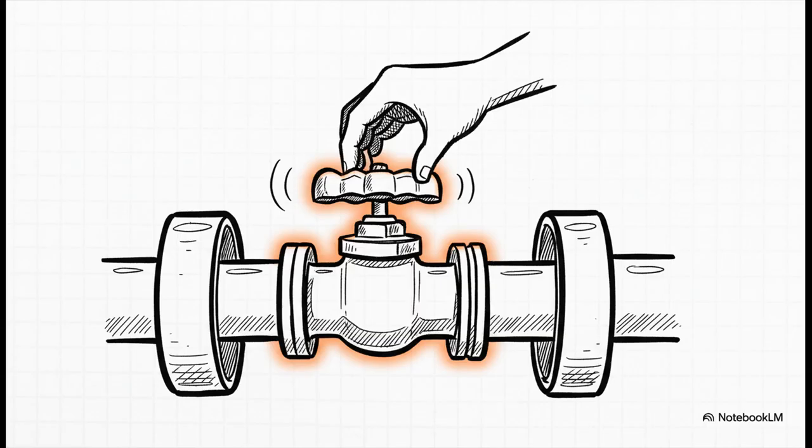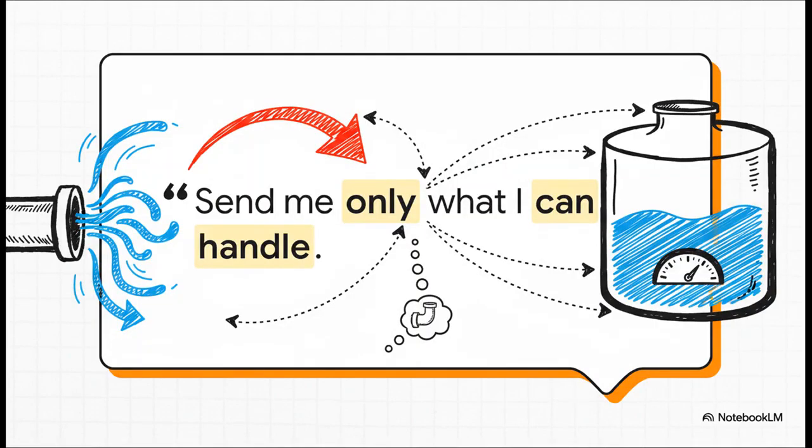And this is an absolute game changer, because it totally flips the power dynamic of the whole system. Now, the really cool part is the pipe gets a voice. Instead of just being this passive victim getting flooded, the pipe can now actually communicate. It can basically shout back to the tank, "Whoa, hey, slow down. I can't take all that. Send me only what I can handle right now."